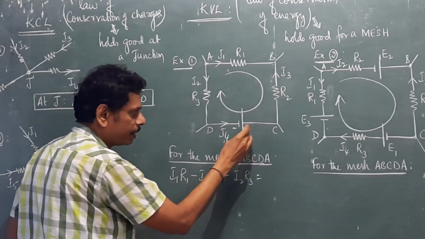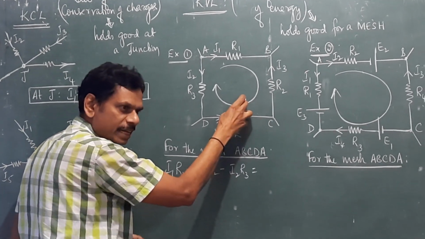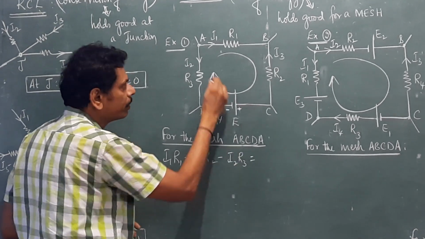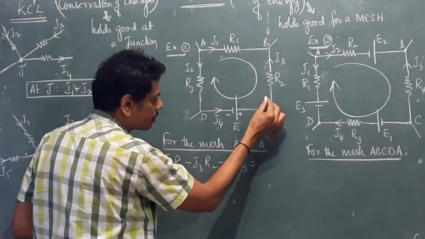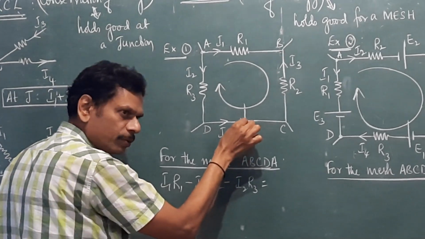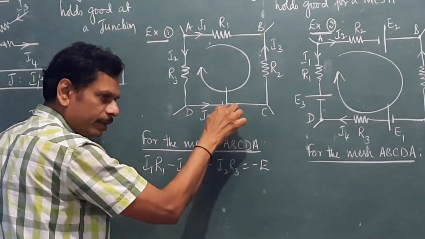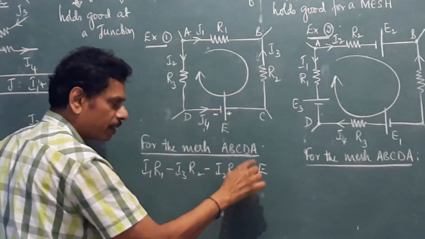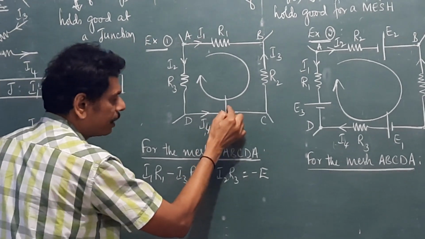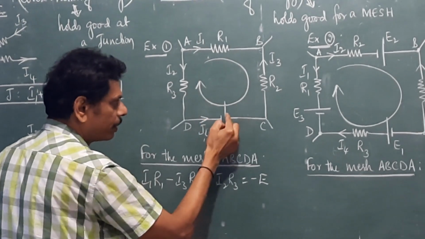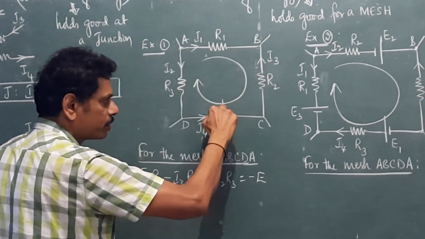Fortunately, only one battery, one cell, is there, easy for us to write. This is only one cell having E. Just I will move it like this now. Since we have reached the positive terminal here, I will write minus E. If I reach the negative terminal, I will write positive. Otherwise, whatever current is flowing, it is always from positive to negative. I will show it here: positive to negative, the current is flowing.